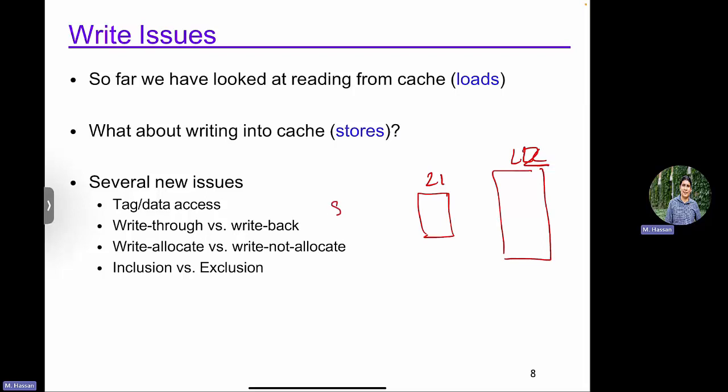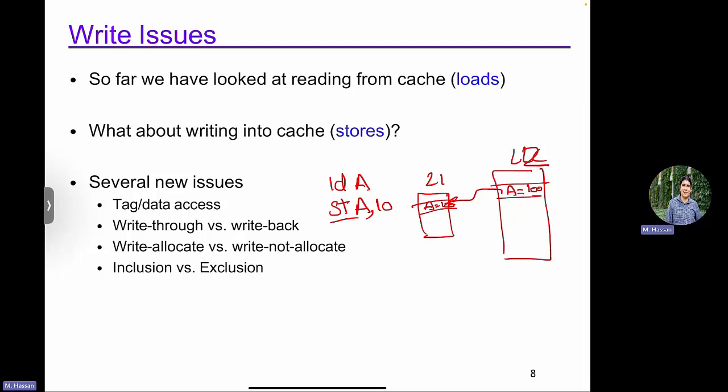Now, assume the processor has a store request. Let's say first I have a load to A and then a store to A. Initially, load A will be a miss in the L1, so I go and bring in A from the L2 to the L1. Assume originally A had the value of 100, so I have 100 here. Now, assume I want to store 10 into A.